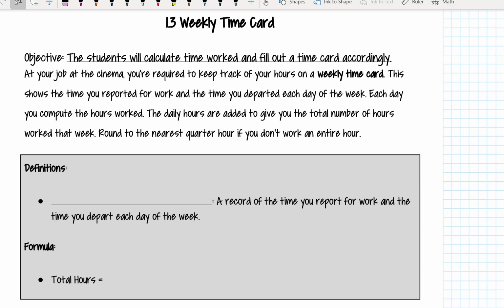So is anyone here a server, waiter, waitress, anything like that? Really? So you clock in on the computer, right? I've worked at places though that have a time card where you punch in and put it in the machine. A lot of factories probably still do that.